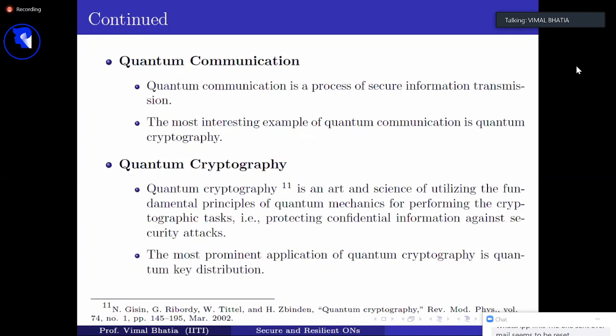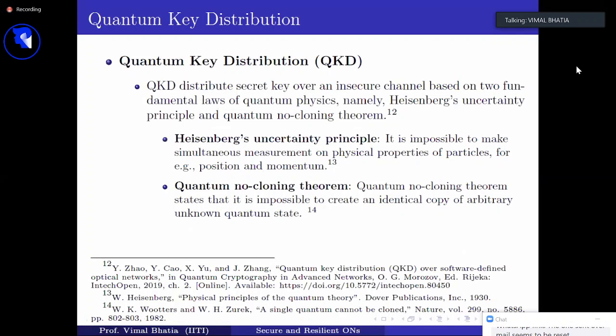Quantum communication is the process of securing information from transmission to reception, and quantum cryptography is the art and science of utilizing the fundamental principles of quantum mechanics to perform cryptographic tasks, i.e., protecting confidential information against security breaches. This is important for our blockchain movement. Our focus has been on quantum cryptography, in particular QKD, quantum key distribution. QKD establishes a secret key over an insecure channel, and is based on two fundamental laws of quantum physics, namely the Heisenberg uncertainty principle and quantum no-cloning.